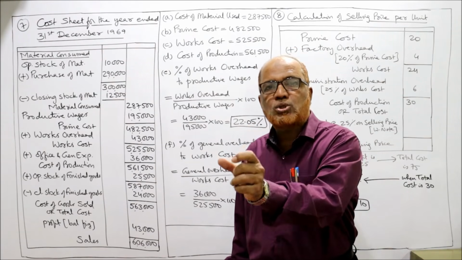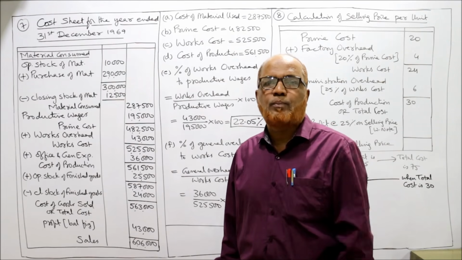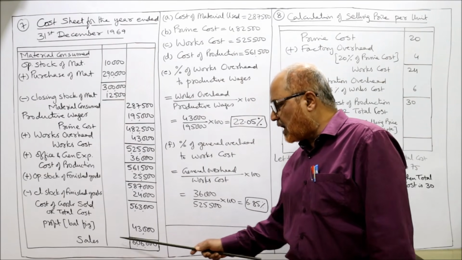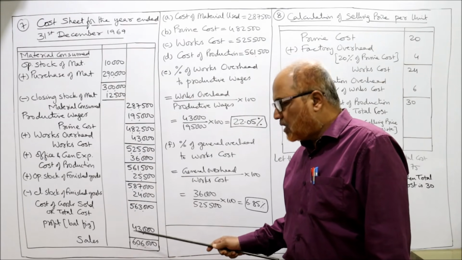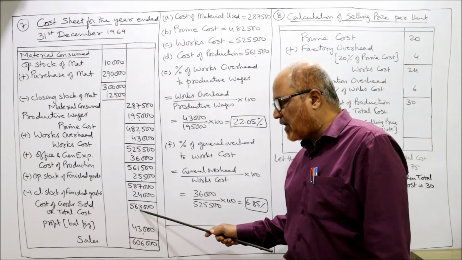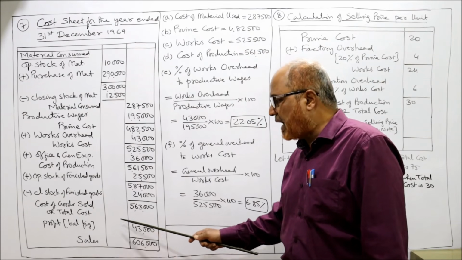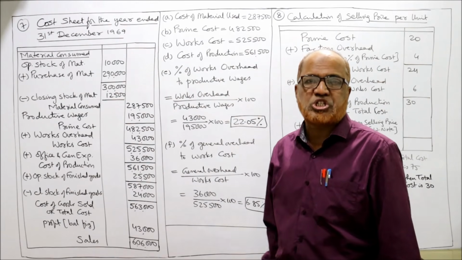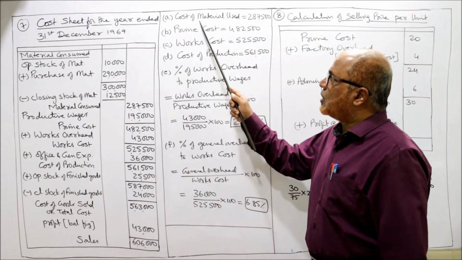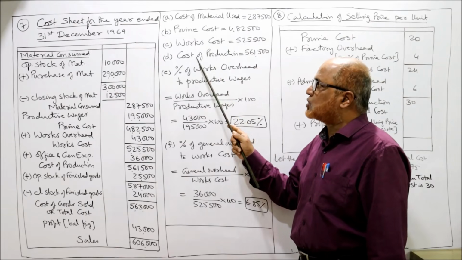Sales minus total cost is equal to profit. So sales are 6,06,000. Total cost is 5,63,000. So 6,06,000 minus 5,63,000, the profit, the balancing figure, is 43,000. This is the complete cost sheet. Now we have calculated cost of material consumed, prime cost, works cost, cost of production.